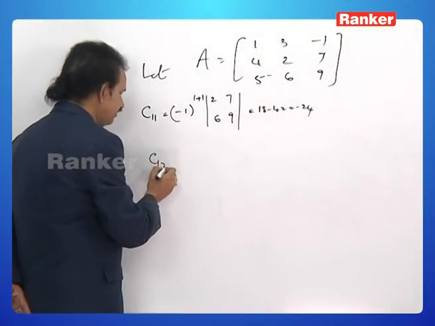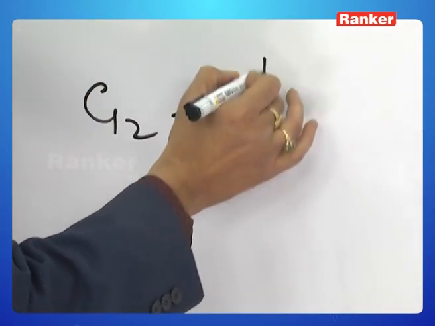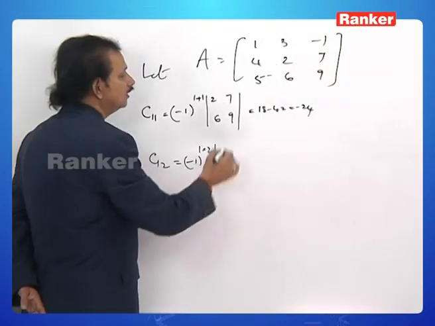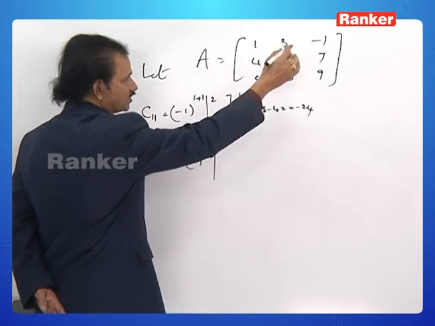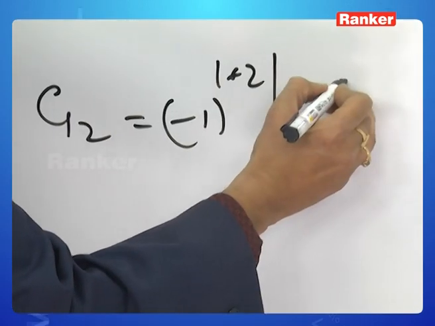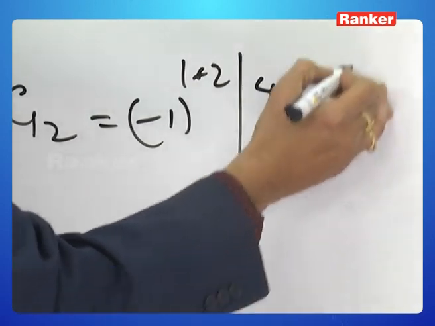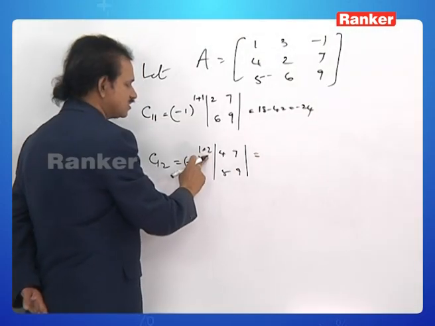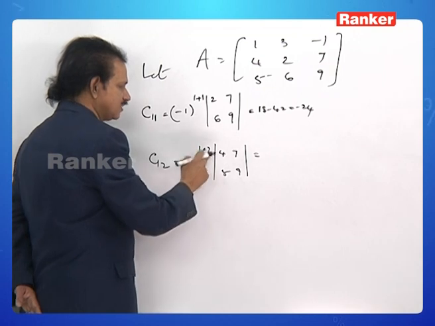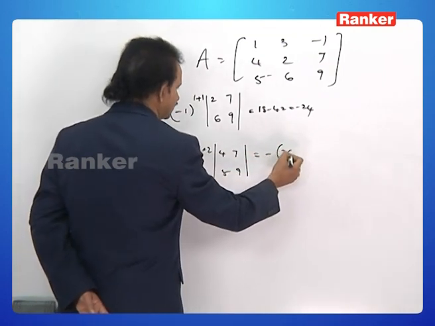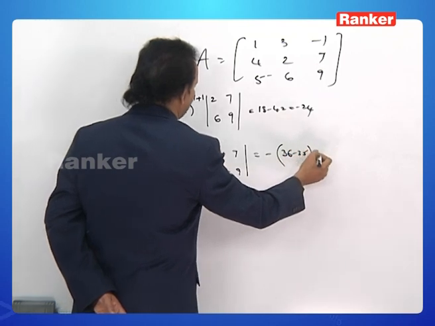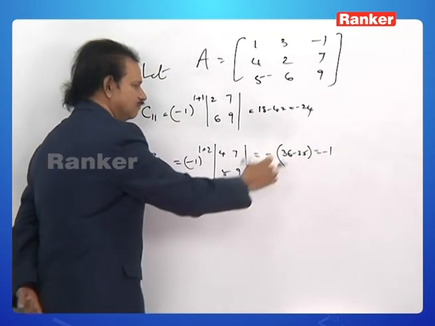Just like that, C12 is minus 1 whole power 1 plus 2 into the minor. First row, second column. Delete them. 4, 7, 5, 9. What is it? 1 plus 2 is 3. Minus 1 whole cube is minus of 36 minus 35. What is it? Minus 1.